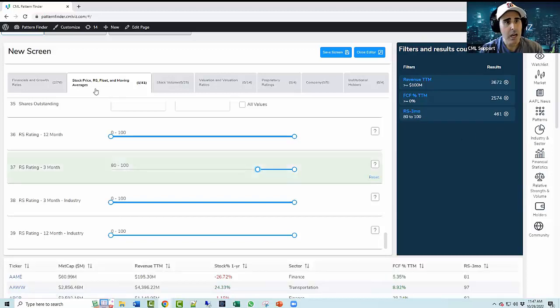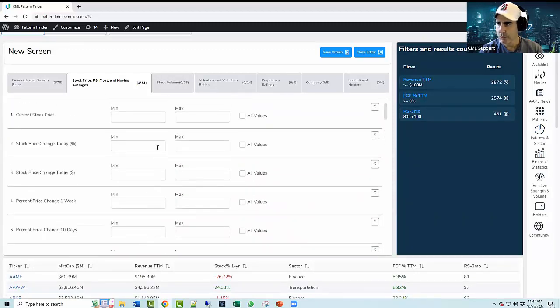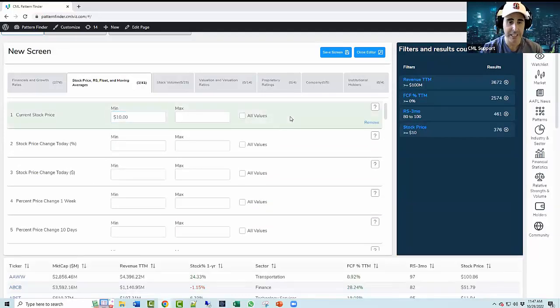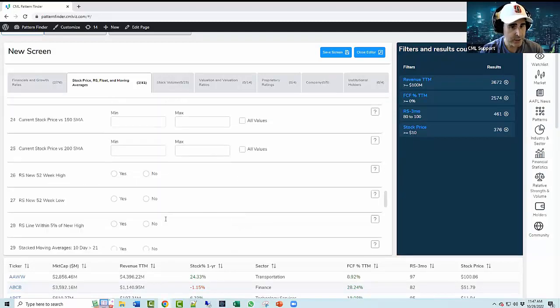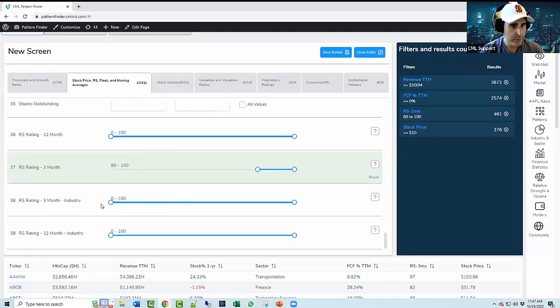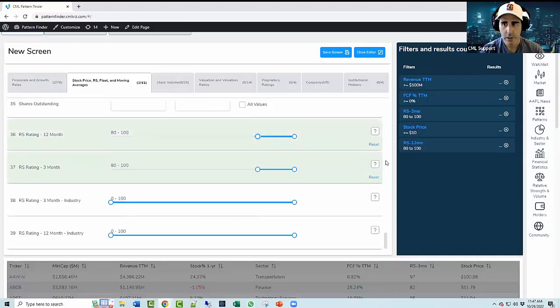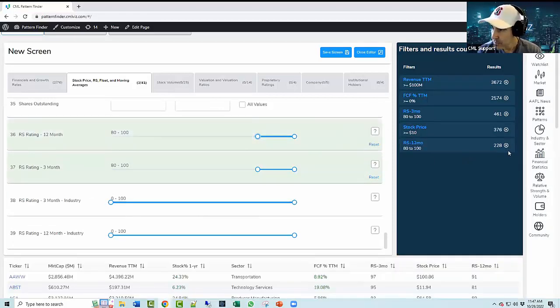All right. When it comes to stock price, actually, I forgot. I really, really, really don't look for stocks less than $10. And I know some of you specifically look for inexpensive stocks. That's fine. This is my screen. Doesn't matter. And I realized actually when I do relative strength, I don't just want 3 months. I want actually the last year as well. Okay, we're down to 228 companies.